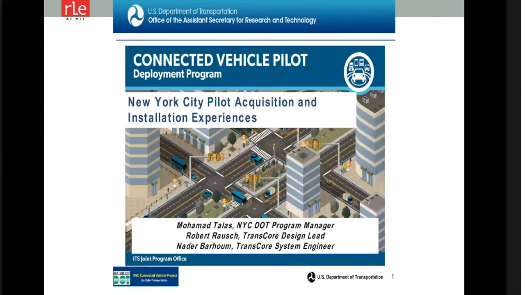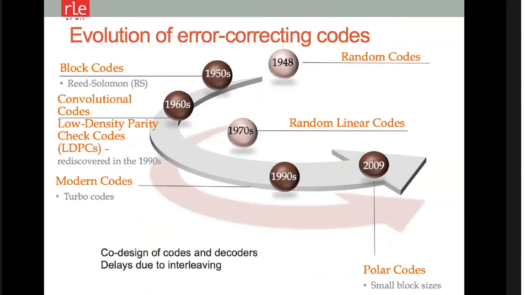I just want to give you an example of where this is being used. I mentioned V2X earlier in the presentation because it's an application that's very near and dear to my heart. So actually, this is right now in a pilot program in New York City for the next generation of safety equipment in cars. Also being deployed. Okay, let's go back to this evolution of error correcting codes.